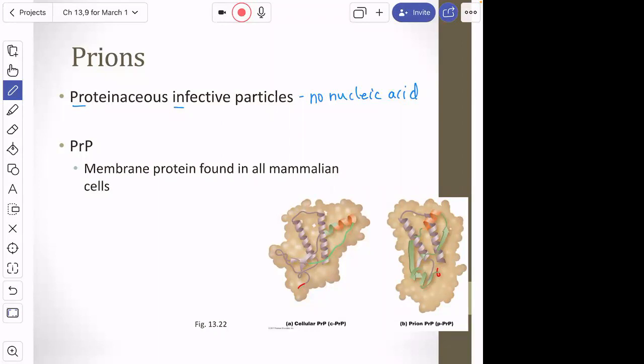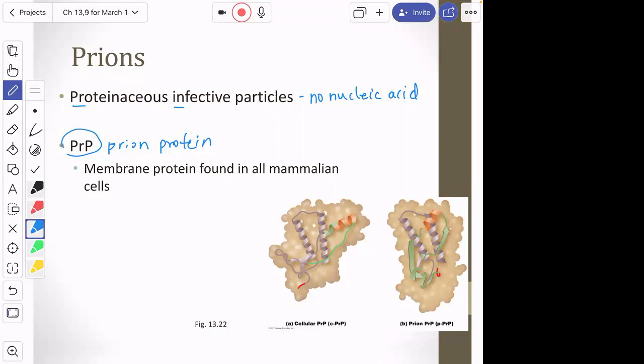So we all have this protein in our bodies. This stands for prion protein, and we abbreviate that PrP: PR for prion, P for protein. So we all have this prion protein in all the cells of our body. It's a protein that's associated with our cell membrane, and we don't really know the function of it, but we know that we have it.